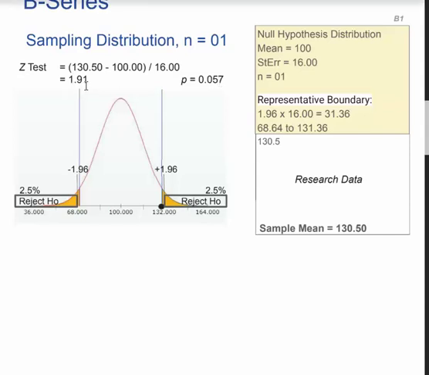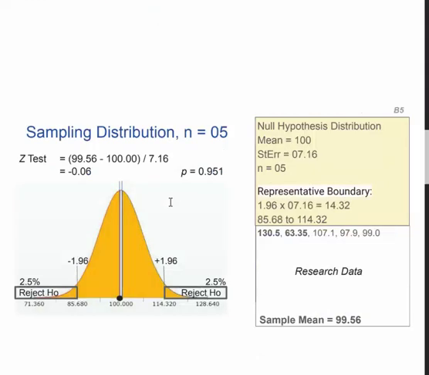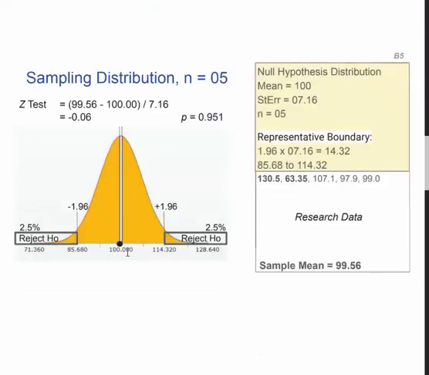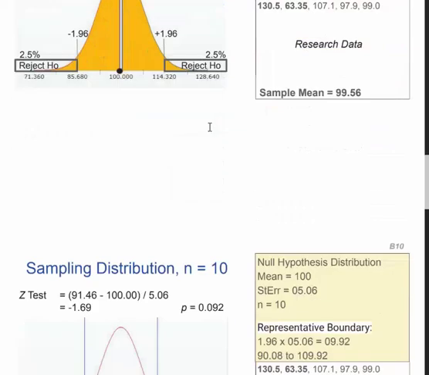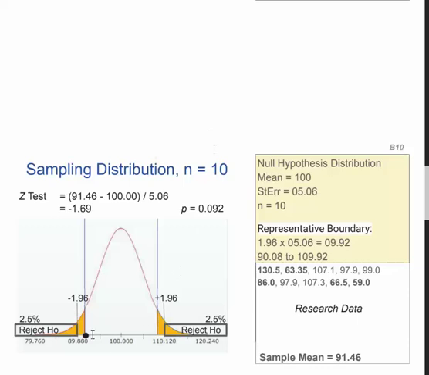1.91 is just a little bit smaller than 1.96, right? And our sample mean didn't get in the reject zone, so we'd have to retain the null for sample size of 1. For a sample size of 5, it's pretty clear we're going to retain the null. Our sample mean is nowhere near the reject zone. Our z-test is pretty close to 0, indicating the sample mean is close to the population mean as specified by the null, and our p-value is way bigger than 0.05. For an n of 10, again, sample mean is not in the reject zone. Z-test didn't get to the negative 1.96, and our p-value didn't get to 0.05.